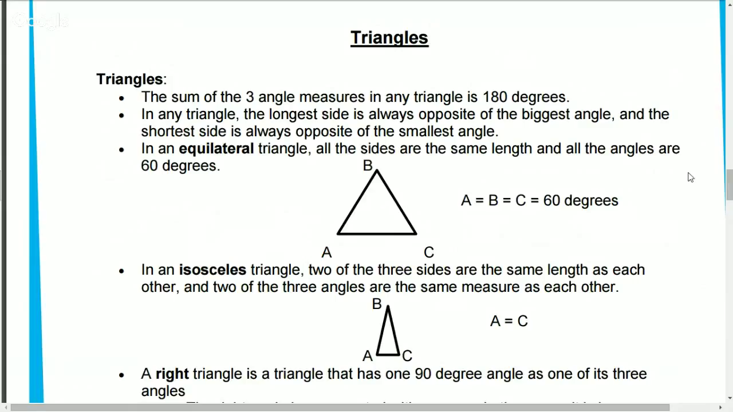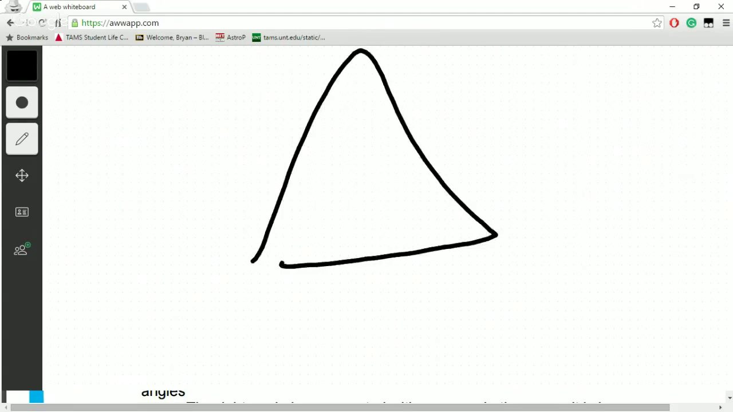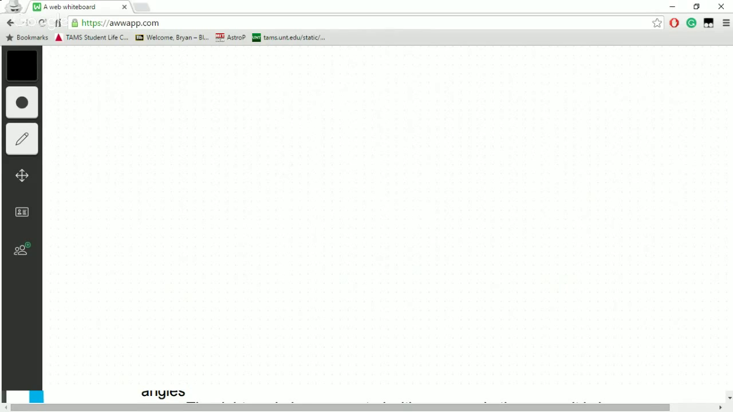In any triangle, the longest side is always opposite of the biggest angle, and the shortest side is always opposite of the smallest angle. So if we create a triangle with sides 7, 8, and 9, the angle opposite of 9 has to be the biggest angle. So this is the biggest angle, and this is the smallest angle right here. That's basically what the theorem says, that the side opposite the biggest angle is the biggest side as well. Same thing with the smallest side and smallest angle.